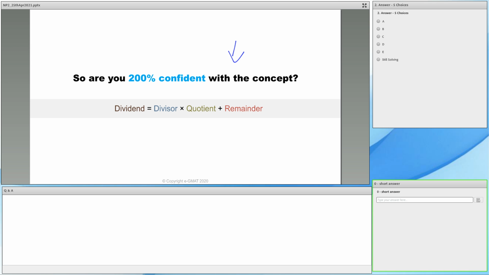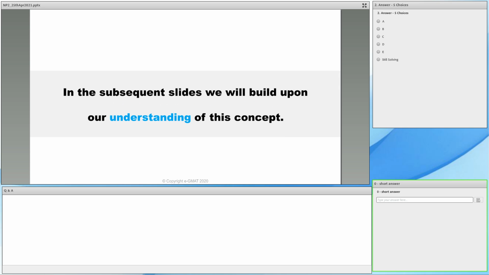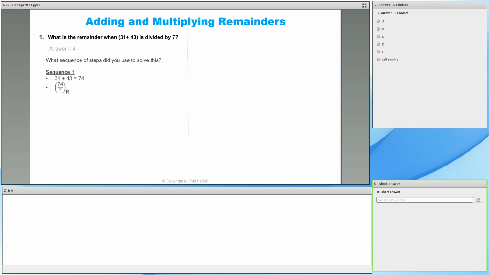Before we get into the question, I think we have an important concept that needs to be covered here. I'm assuming that by this point, I've given you a glimpse of how powerful this equation is and why it's so important. Now, let's build upon this. So we're getting into hardcore remainder theorem right now. We're talking about the additive and multiplicative property of remainders.